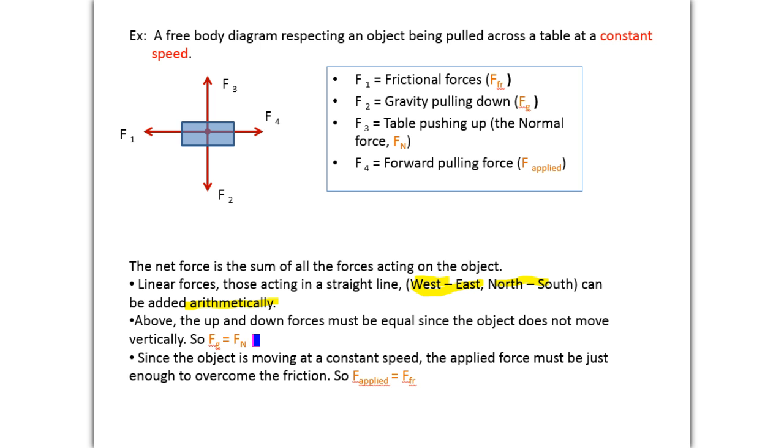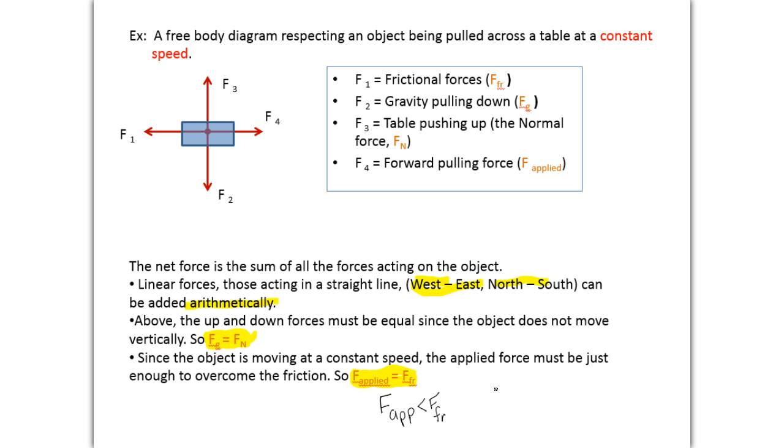Now for most objects, if they're not moving up and down, the force of gravity and normal force would be equal. So if the object's not sinking or moving down or rising up, the normal force is equal to the force of gravity. And if an object's moving at a constant speed, then the applied force is just enough to overcome friction. So if you're pushing on a car and the car's in neutral and you can't get the car to move, it means that your applied force is less than your force of friction.